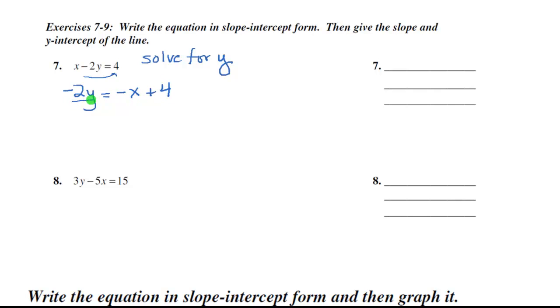And then we need to get rid of this coefficient -2, so we're going to divide every term by -2. And of course here we're going to get 1y, which is y. And over here we have a -1 divided by -2, which is a +1/2 x. So x over 2 is the same thing as 1/2 x. And 4 divided by -2 is -2. So our slope is 1/2, coefficient of x, and our y-intercept is -2.